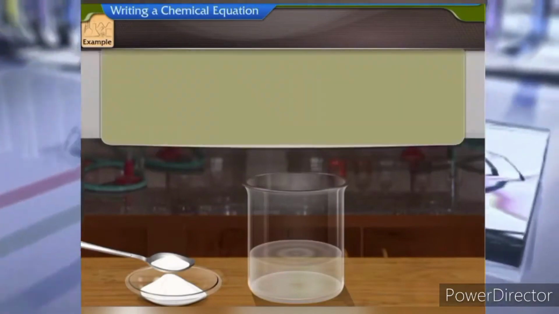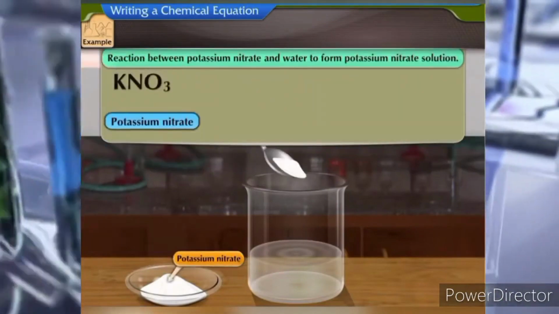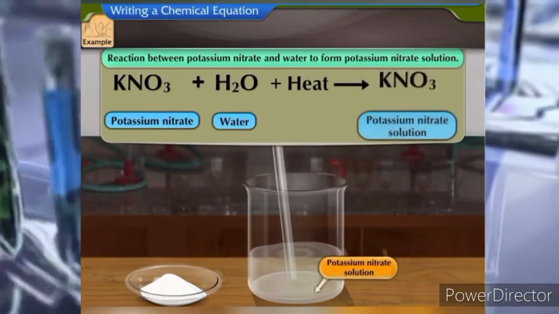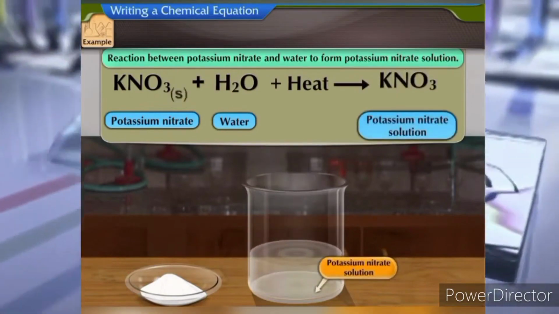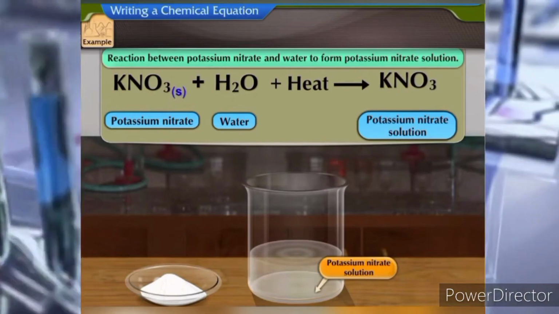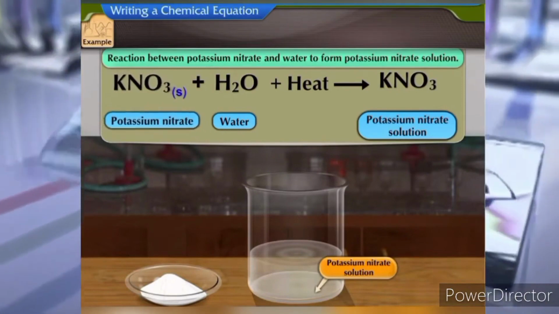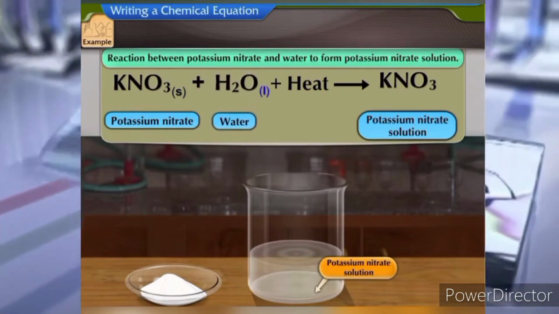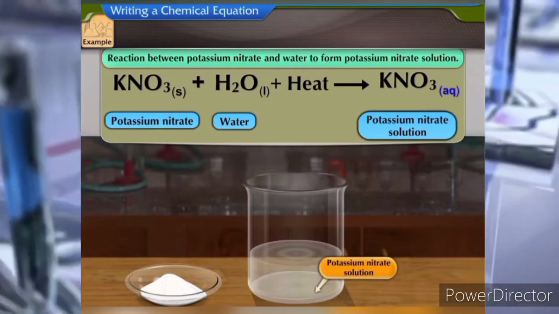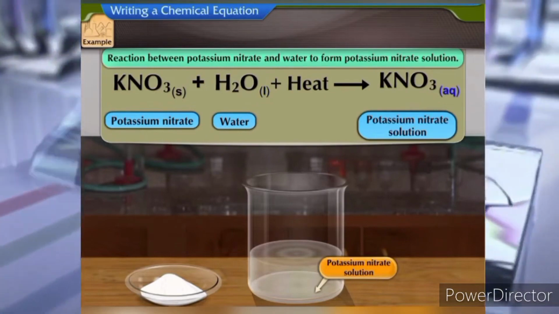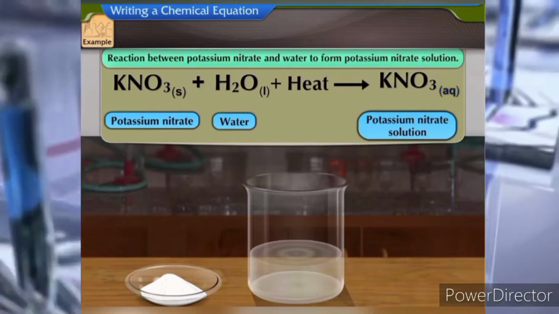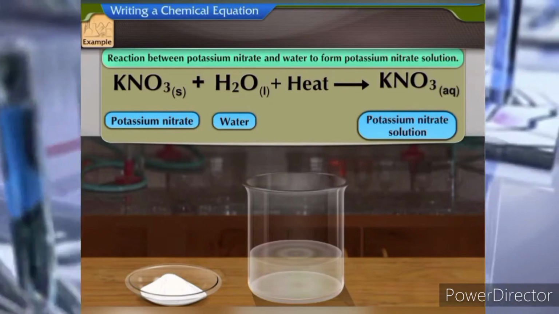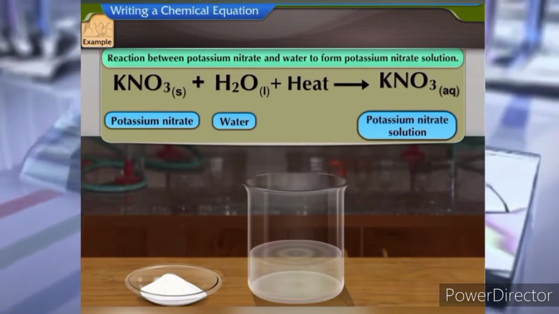For example, while representing the reaction between potassium nitrate and water to form potassium nitrate solution, the letter S is mentioned near the formula of potassium nitrate. The letter L is mentioned near the formula of water, and the letters AQ are mentioned near the formula showing the solution of potassium nitrate. Consider some chemical reactions. Let us see how we can make the chemical equations of these reactions more informative.